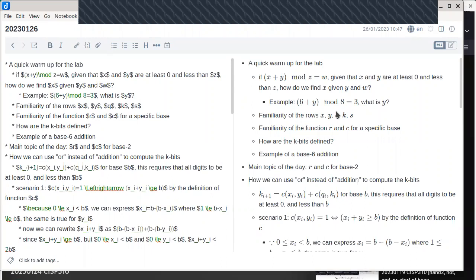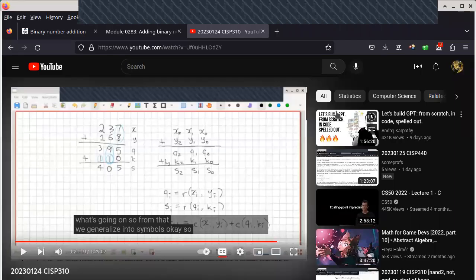The second one is we have to be familiar with the rows X, Y, Q, K, and S. If those letters are completely foreign to you today, that means you might need to review the content from Tuesday, because the lecture on Tuesday specifically talked about those 5 rows when I performed multi-digit addition. And I have proof, I have evidence, to prove that I talked about that. Let me switch to that evidence, which is also a segue to something I want to show you. See this? That's what I talked about on Tuesday.